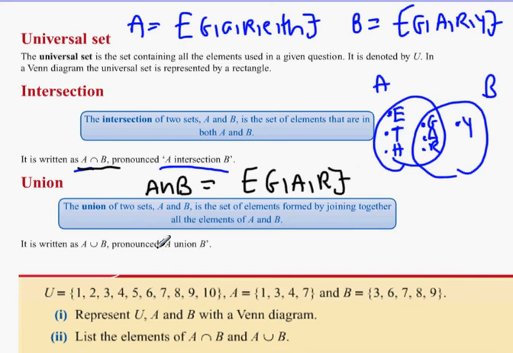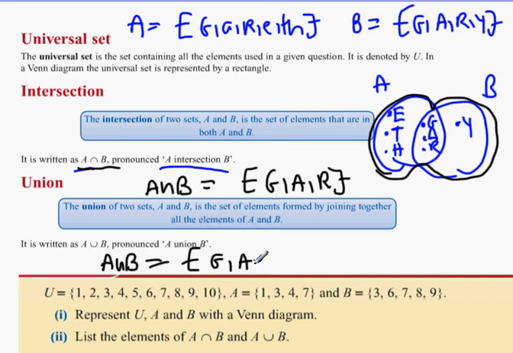Now, the next thing is union. The union of two sets A and B is the set of elements formed by joining together all the elements of A and B. So, for example, A union B is everything that's in the circle. Do you understand? So, A union B will be G, A, R, E, T, H, and Y. All the letters used for both names combined.